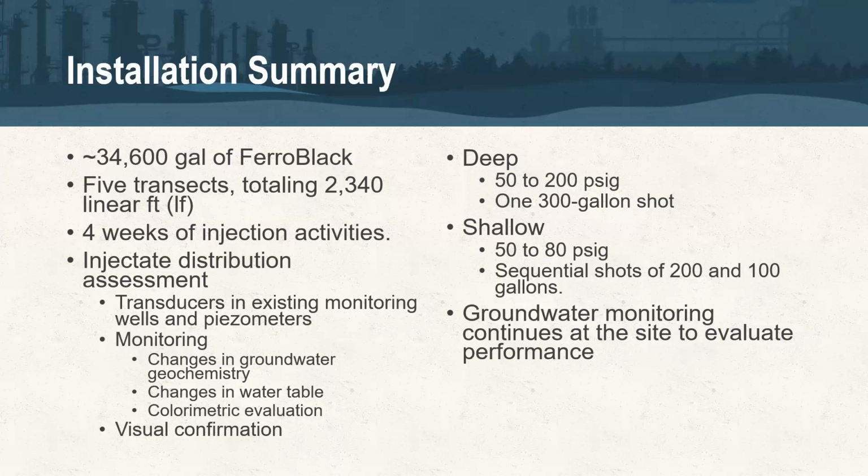to the point where in the shallower zones there, which were typically about 40 to 55 or 60 feet BGS, we actually did a sequential shot of 200 or 100 gallons as opposed to one 300-gallon shot at the lower interval. And again, through both the temporary monitoring points and also permanent monitoring well installations, groundwater monitoring at the site continues. We are converting hex to trivalent chromium, and the product itself, from a pH, ORP, and geochemical parameter standpoint, continues to be persistent as expected.